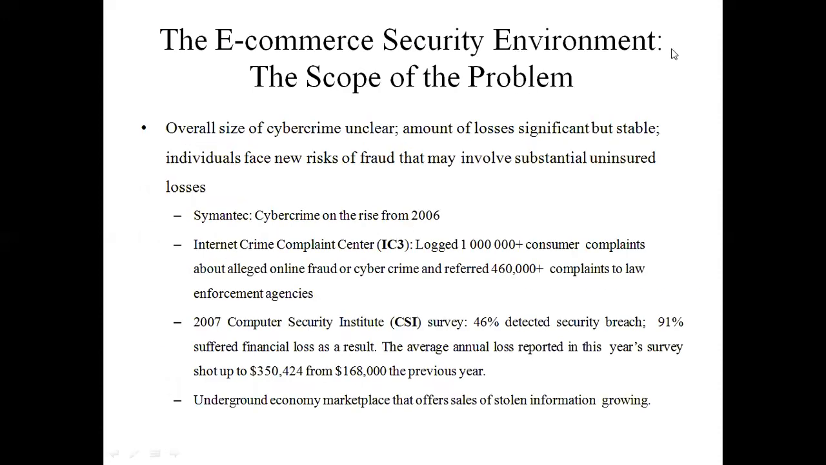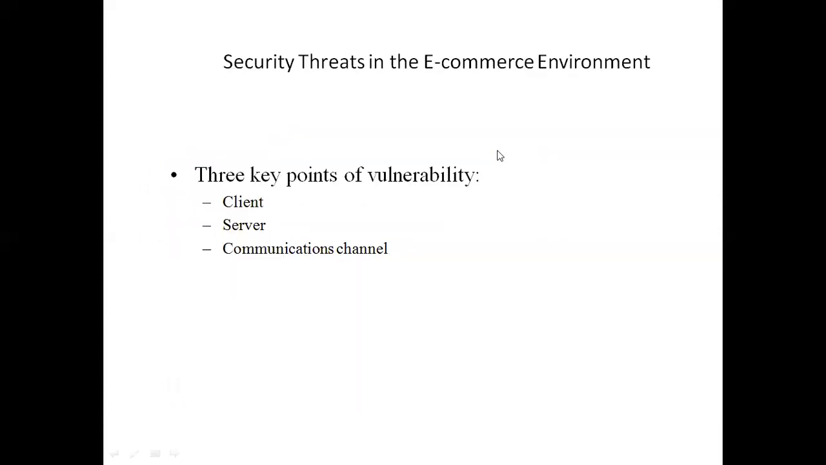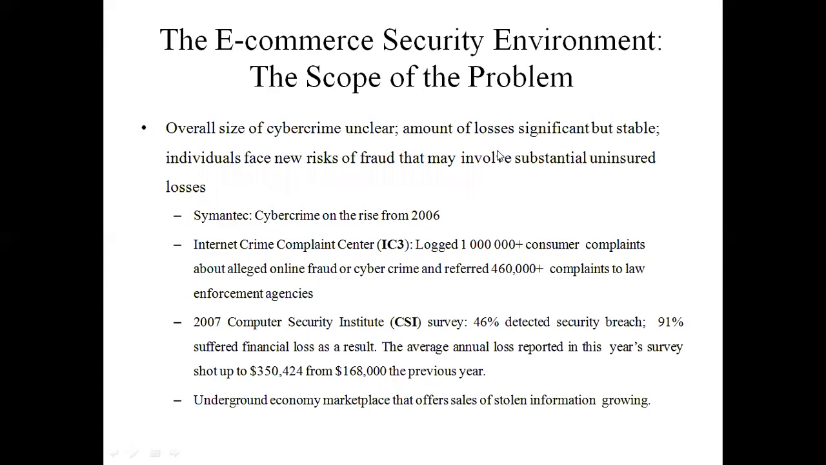Okay, e-commerce security environment, the scope of the problem. We will see this in the next session on Wednesday.